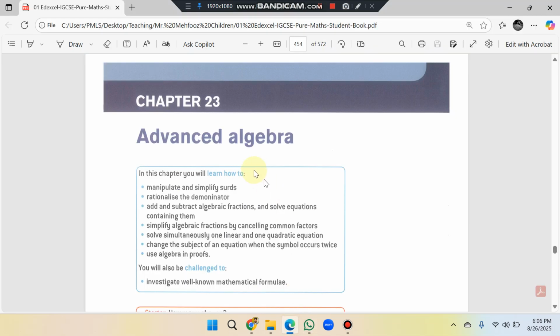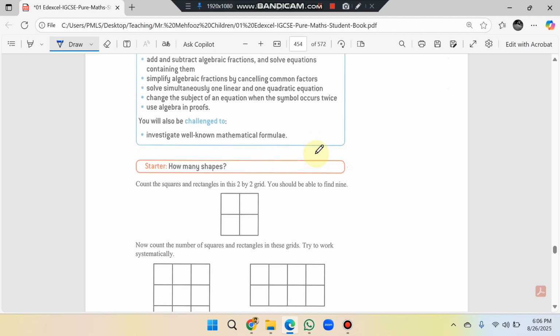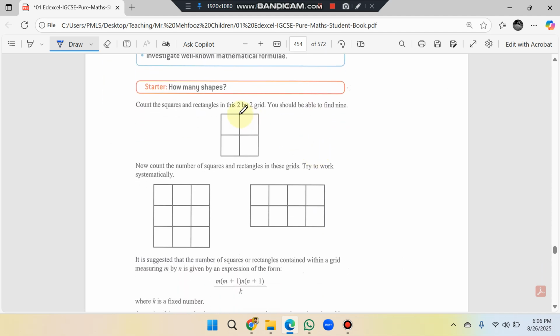Our next chapter is chapter number 23, that is advanced algebra, right? So we have to study the advanced algebra. First of all, we have the starter activity. How many shapes? Count the squares and rectangles in this 2 by 2 grid.